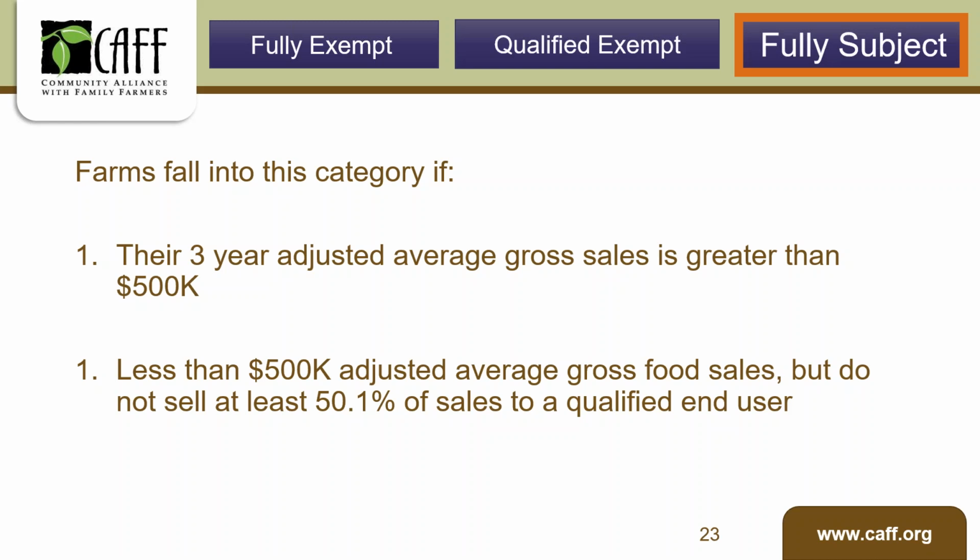The other way farms fall into this category is if they have less than $500,000 in adjusted average gross food sales, but they do not sell at least half of those to qualified end users. So say a farm grows heirloom tomatoes, and they grow and sell $100,000 worth of those tomatoes every year, and they sell $10,000 of those at their farm stand, and then they sell $90,000 worth by taking them to the terminal market or the wholesaler and selling them there. That farm would be fully subject to the whole law because while they're under the $500,000 threshold at $100,000 in sales, they sell 90% to a wholesaler and then only 10% to a qualified end user. So they don't sell more than half to a qualified end user.